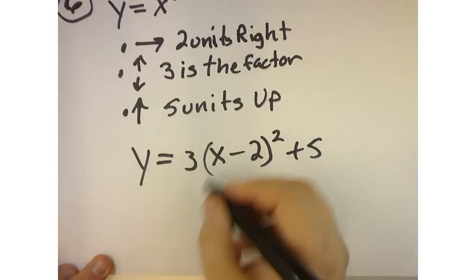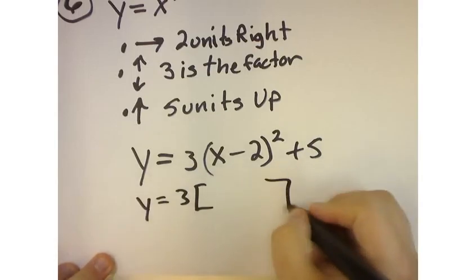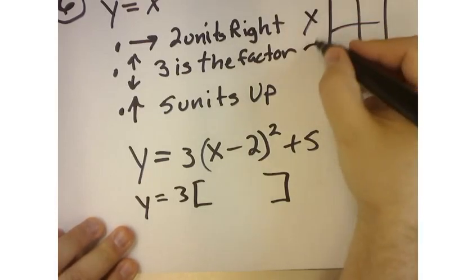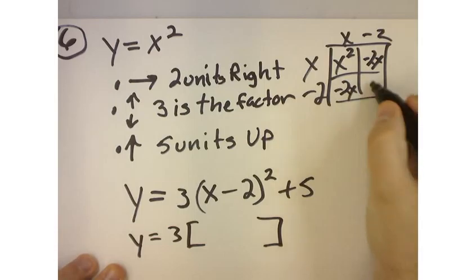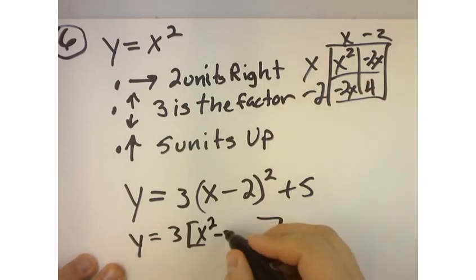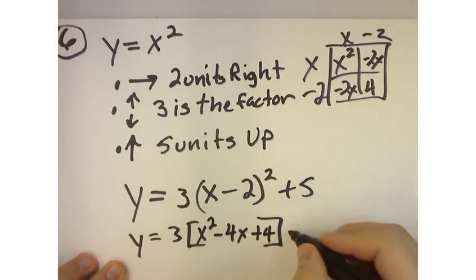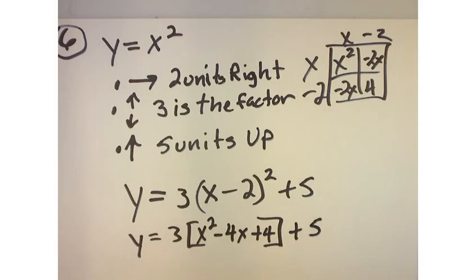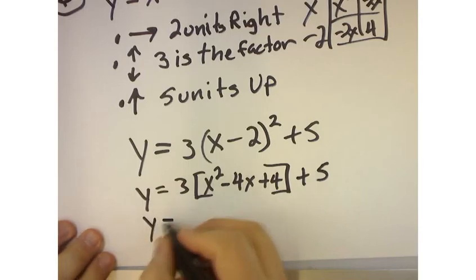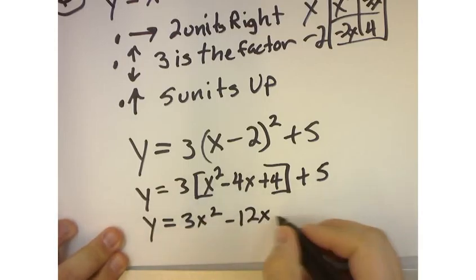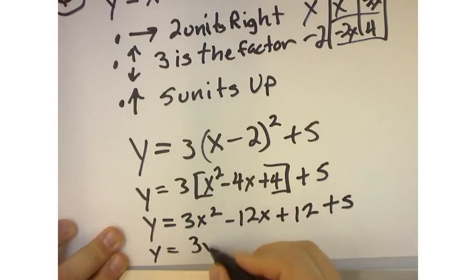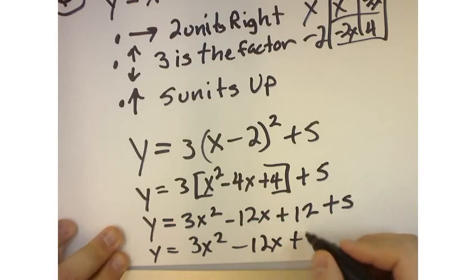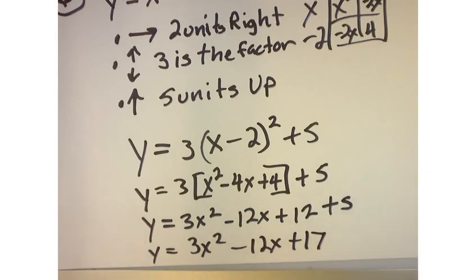So anyways, what I need to do now is expand that. I've got 3 times, and then over here I'm going to multiply x minus 2 times x minus 2. So I get x squared minus 2x minus 2x plus 4. So that becomes x squared minus 4x plus 4 plus 5. When I push the 3 through, I get 3x squared minus 12x plus 12 plus 5, or 3x squared minus 12x plus 17. Now if I do it that way, I get a plus 17 at the end.